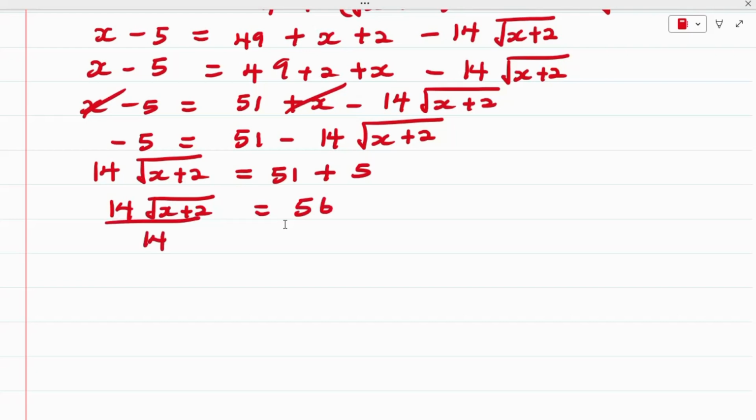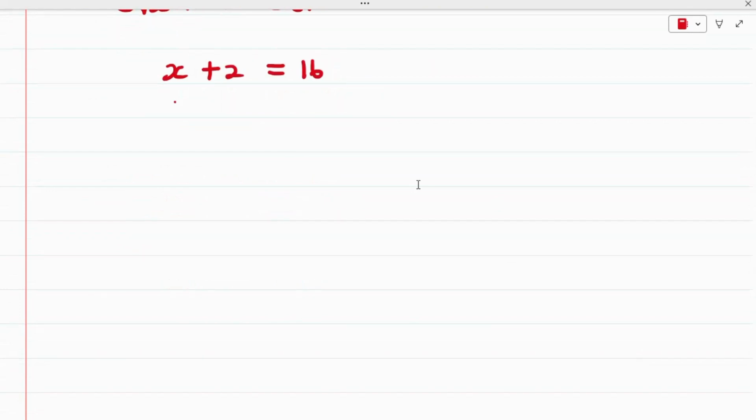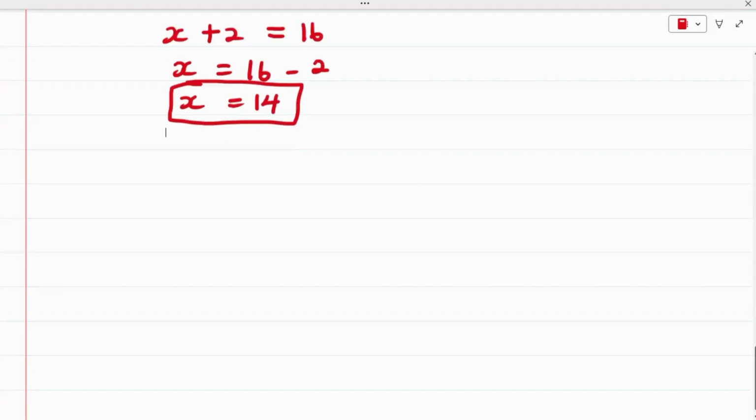So divide both sides by 14. This cancels out this, so we have the square root of x plus 2 is equal to 56 divided by 14, which is 4. So right here we want to simply square both sides to remove the square root, so this cancels out this, and we have x plus 2 is equal to 4 square, which is 16. So from here we have that x is equal to 16 minus 2, and x is equal to 14. So this is the second method that you can actually use to solve this problem.